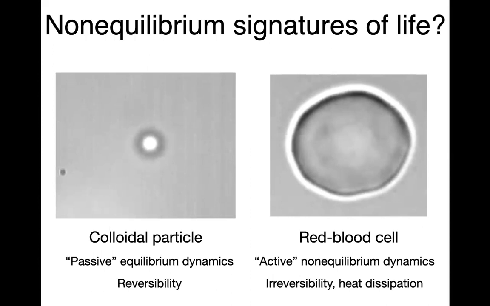On the right, I'm showing a red blood cell. It's like a disc. Red blood cells look like this. And it fluctuates, but it looks like a random motion as well. But actually, we didn't know if red blood cells are equilibrium or non-equilibrium. No idea. But we would like to use concepts from physics to say things about whether this is alive or not, and how much alive it is.